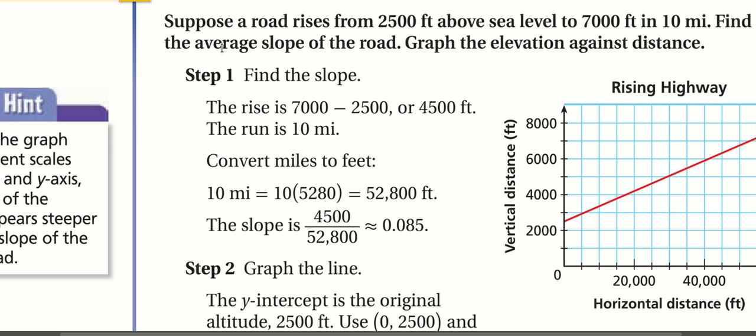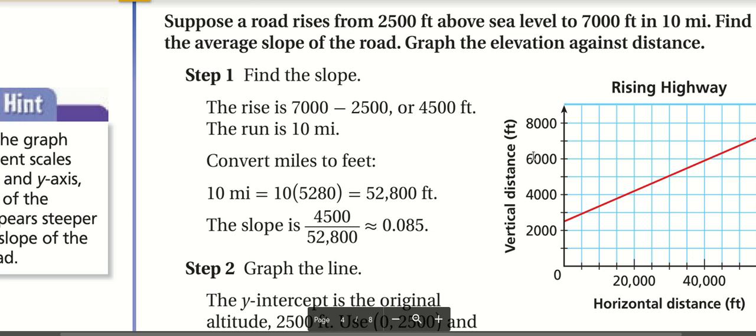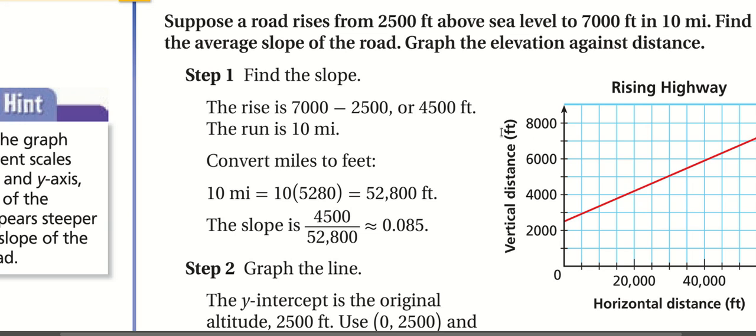Find the average slope of the road. Graph the elevation against the distance. All right, we compute the rise. The rise is the calculation 7,000 minus 2,500. And so that's 4,500 feet. The distance to get this rise is 10 miles.